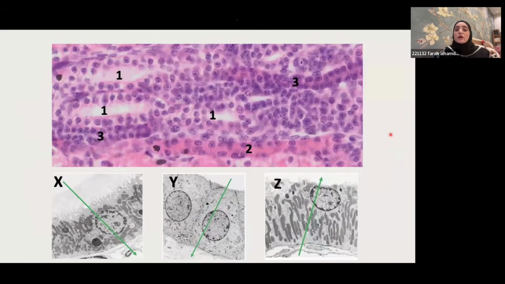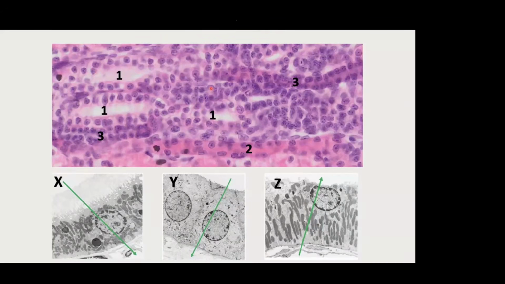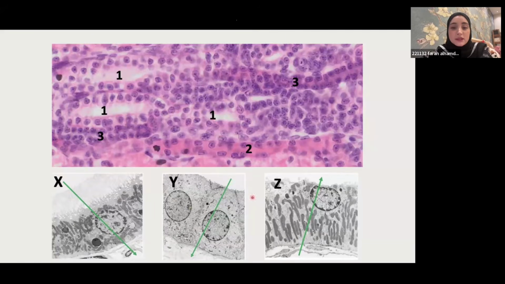Okay, let's play a game here. I want you guys to tell me, number 1 corresponds with which cell? Okay, tell me. What do we see here? What type of cells? These tubules. Which type of cell is number 1? The cortical collecting duct. Yeah, so is it X, Y, or Z?